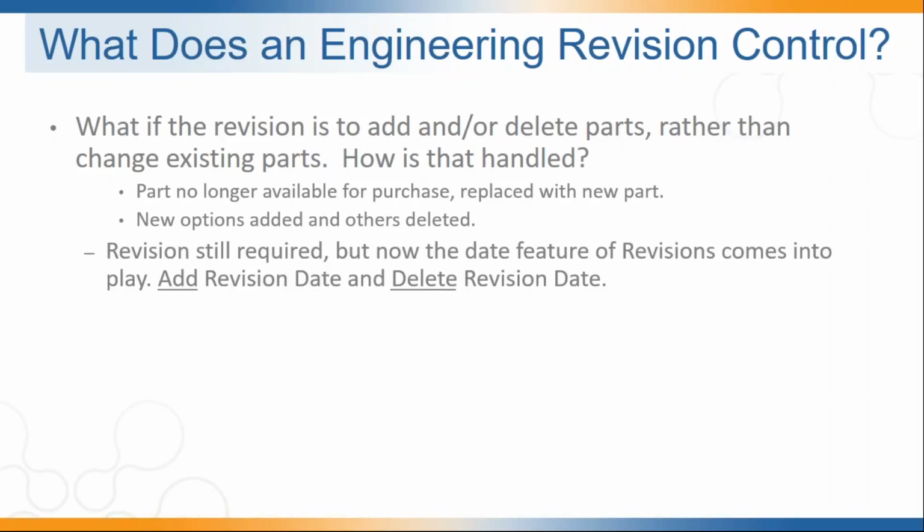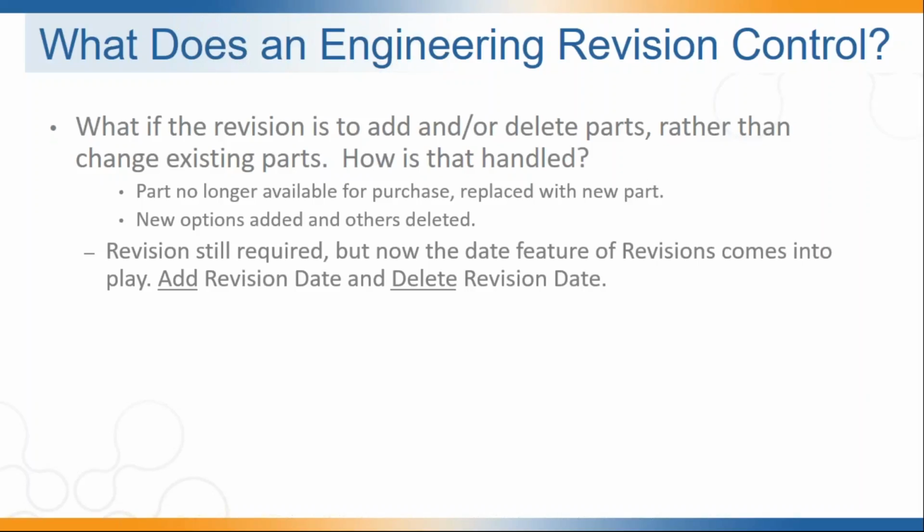Well, in a case like that, a revision is still something that is required, but now another feature of revisions comes into play, the date feature. Revisions not only have a revision number, like the 0 or the A that we mentioned earlier, but they also have a date, a revision date, an add revision date and a delete revision date. And perhaps if you think about this for a few minutes, it becomes clear why this would be necessary.